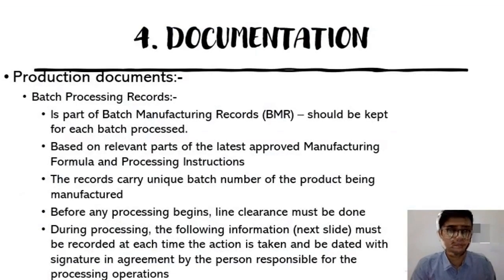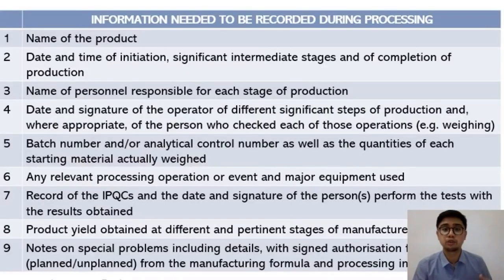This is the required information that has to be in the batch processing records. The information is just the same as the manufacturing formula and processing instruction documents, with the addition of batch and operator specific details, which are batch number, date and time of the batch processing, and the name, date, and signature of the operator after every processing, including in-process quality control and any planned and unplanned deviation.